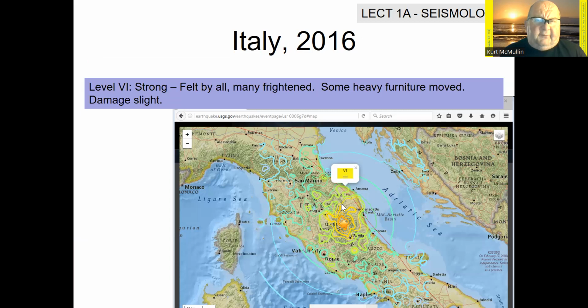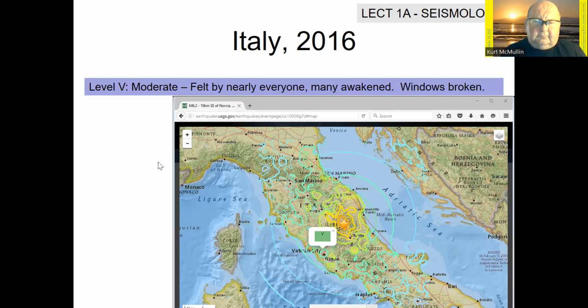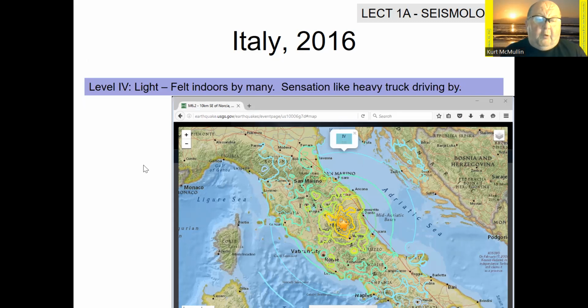As we move further away from the epicenter, now we get to a level 6, which is strong, felt by everyone. A lot of people are going to be frightened. Heavy furniture is moved around, but there is slight damage to structures. Level 5 would be moderate. It's felt by nearly everyone who's awake. Maybe you get some broken windows, but relatively little impact. Level 4 would be felt if you were indoors, but in reality, it may feel much like a heavy truck driving by the building.